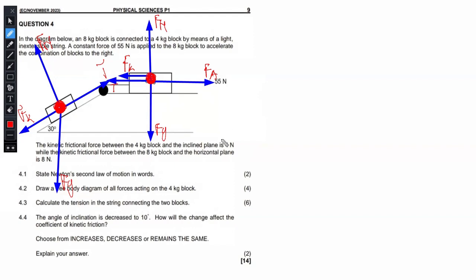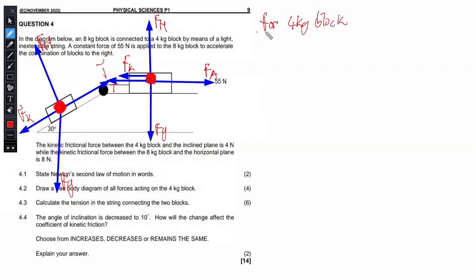Now in a system of blocks, we know that two things are correct. The tension of the two blocks would have to be the same, and also the acceleration of the two blocks would have to be the same. So remember, this is a system, so the acceleration of the 4 kg block would be the same acceleration of the 8 kg block. The tension experienced by the 4 kg block would be the same tension experienced by the 8 kg block, because this is being connected by the same rope, right?